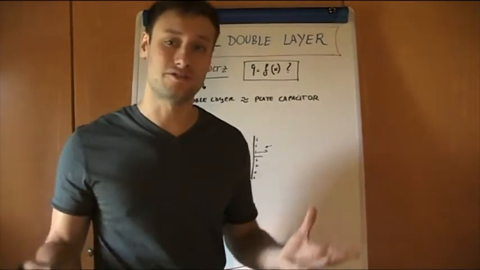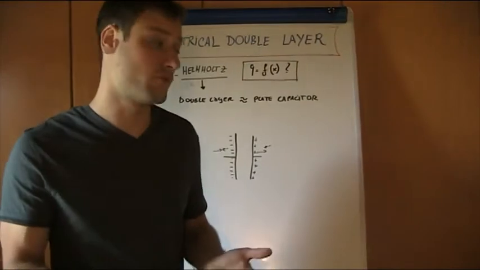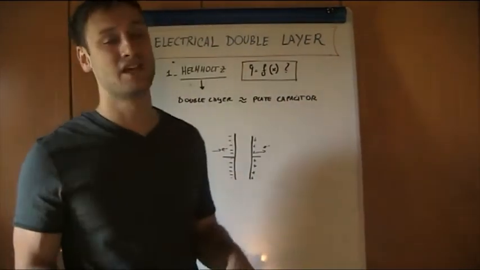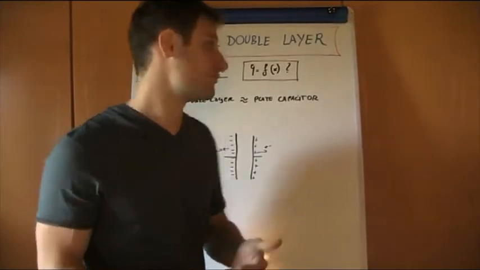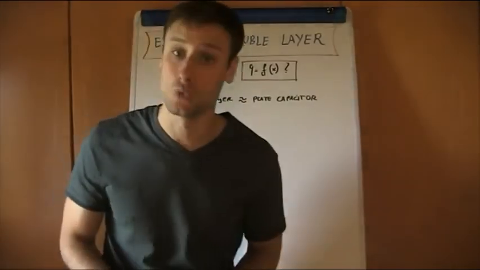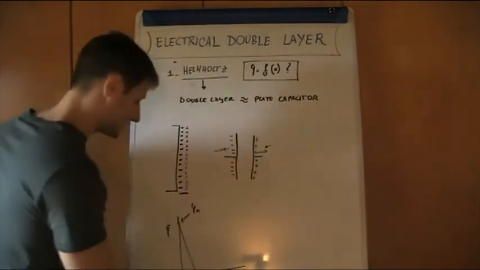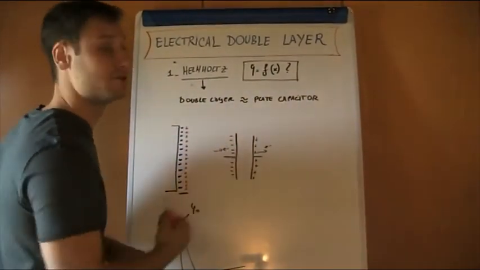So there are a lot of approximations, reason for which this type of profile is not really precise, and we need to pass from the Helmholtz model to the Gouy-Chapman. So let's try with the description of the second type of model, the Gouy-Chapman.